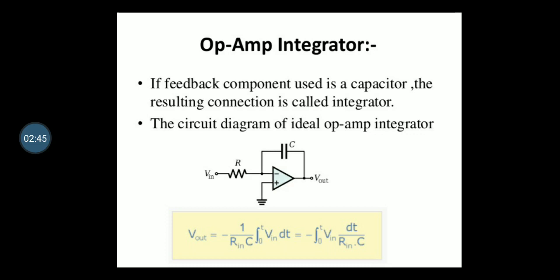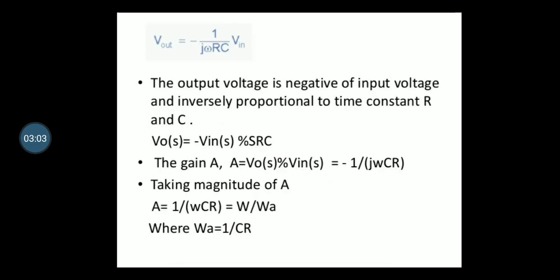So here Vin is the input voltage, Rin is the input resistor, and C is the capacitor used, which gives an integration of minus 0 to T Vin dt by Rin dot C. Hence Vout is equal to minus 1 by j omega RC Vin. The output voltage is the negative of the input voltage and inversely proportional to the time constant R and C.